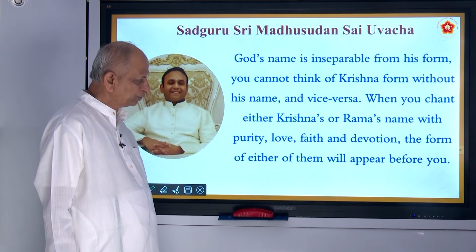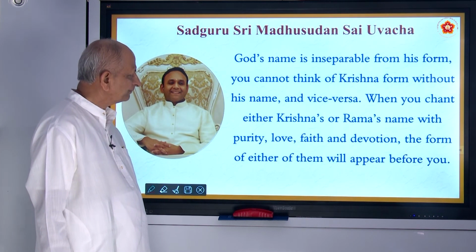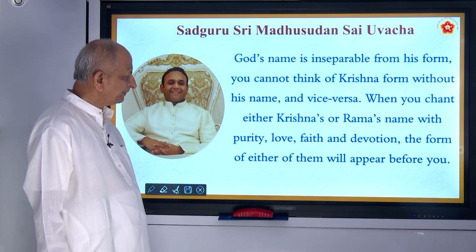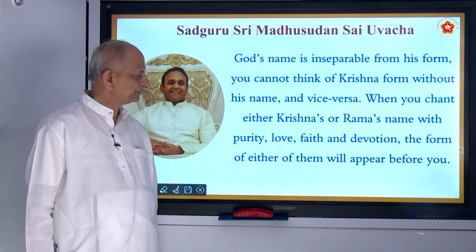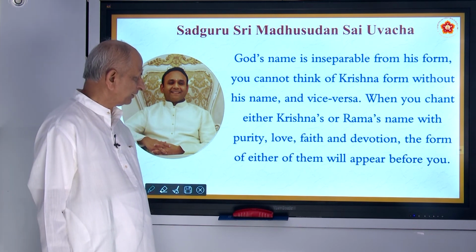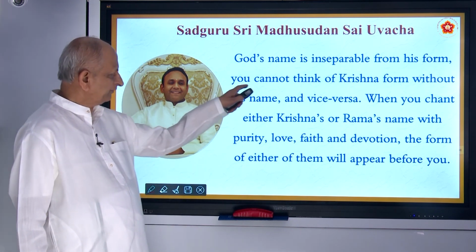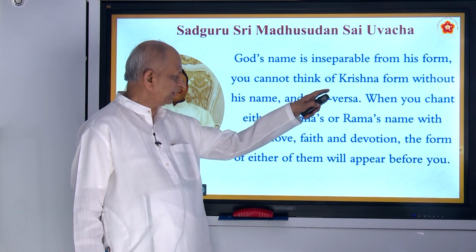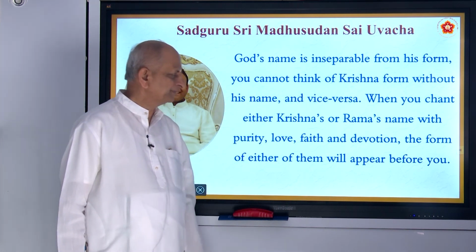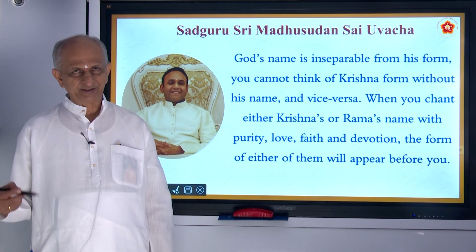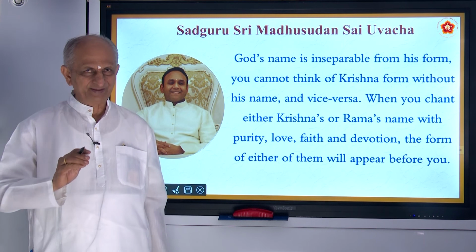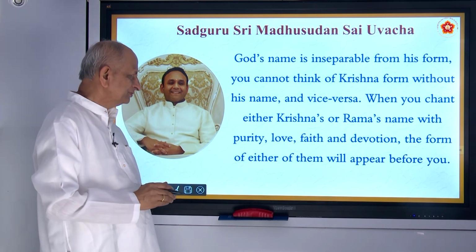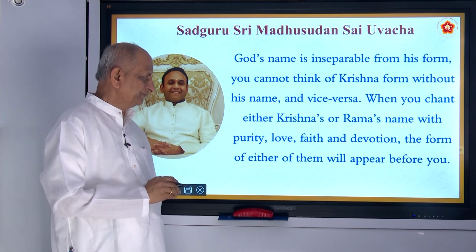Let us see what Sadhguru Madhusudan Sai says. God's name is inseparable from His form. So name and form go together. You cannot think of Krishna's form without His name. So when you say Krishna, the form of Krishna also will come to mind. Correct? So this is name and form.